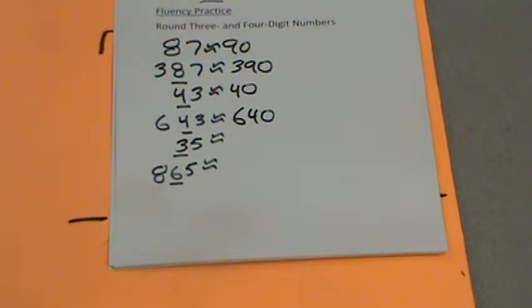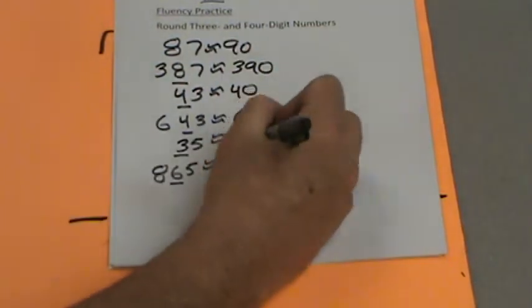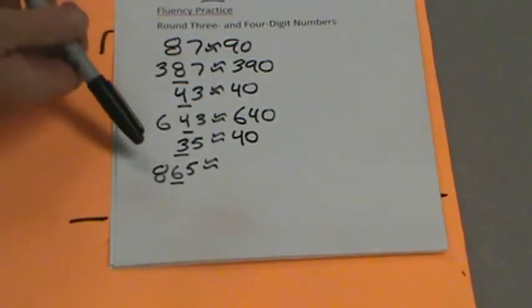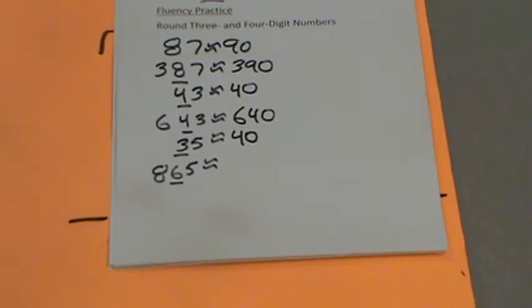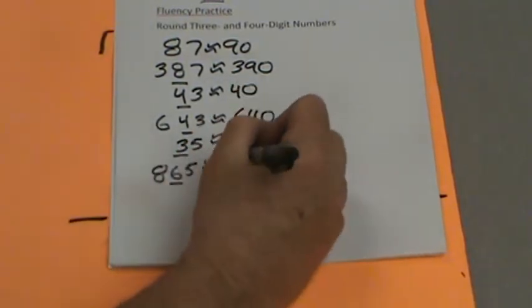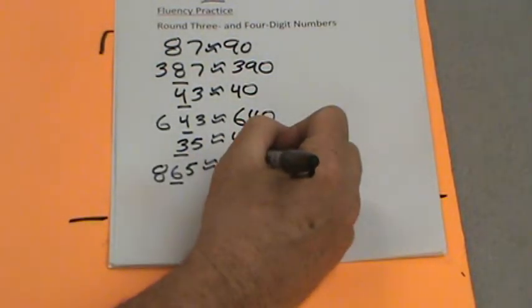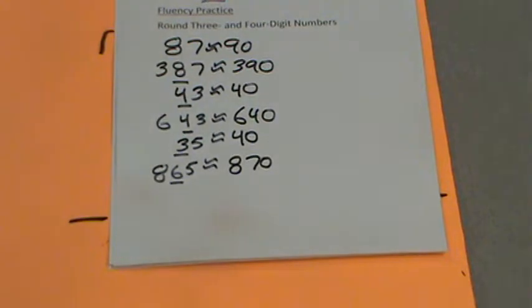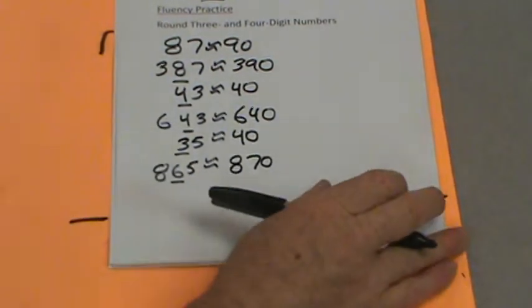How about 35? Remember, that 5's the tricky one, because it's the halfway point, but when it's the halfway point, which way do we go? Up, up, up, to 40. 865, that's greater than 5. The halfway point between 860 and 870 would be 865, so this tells me we would be rounding up to 870.